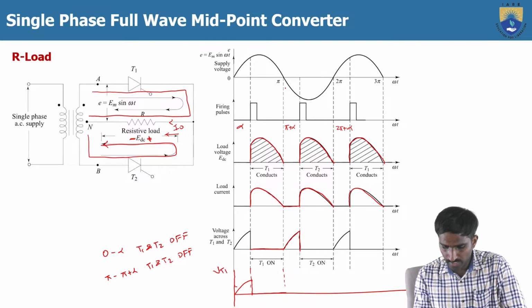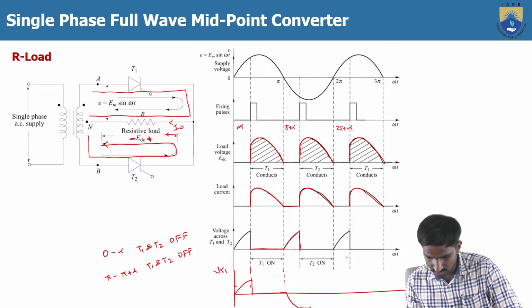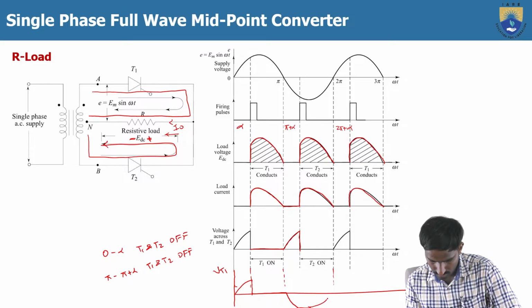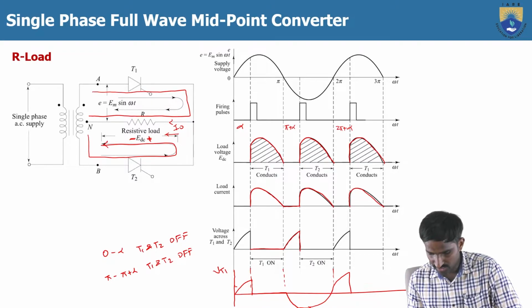Then from pi to pi plus alpha, what happens? At pi degrees, the thyristor T1 is off, which means we will get the voltage across the thyristor T1 following the same. So here it will follow up to here, when it starts to conduct, like this. Then again here when T1 is conducting, it is 0.